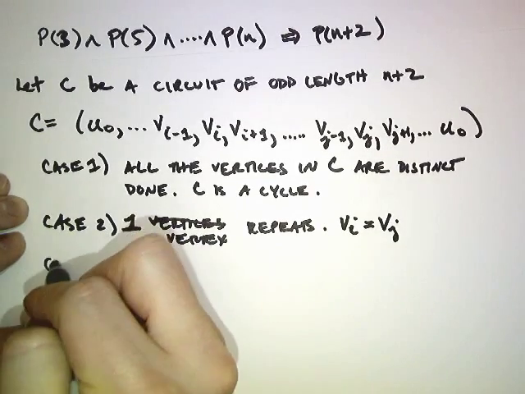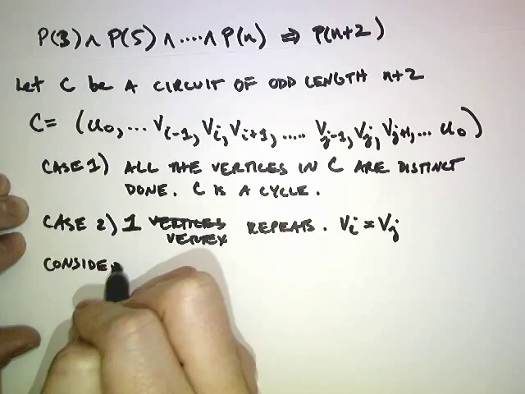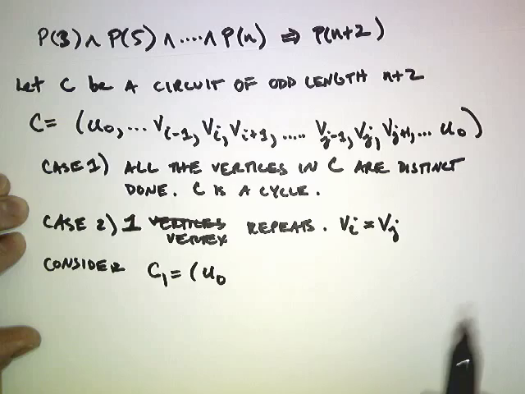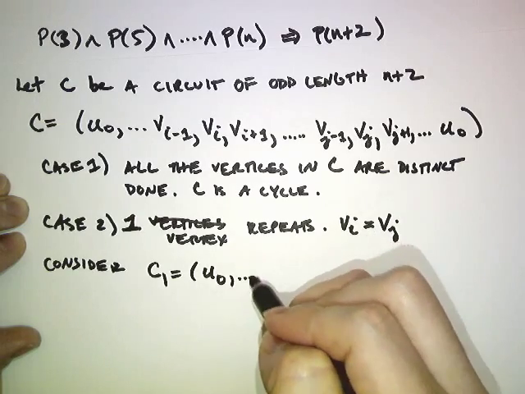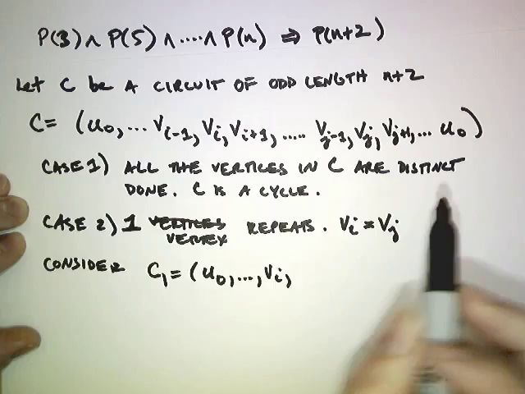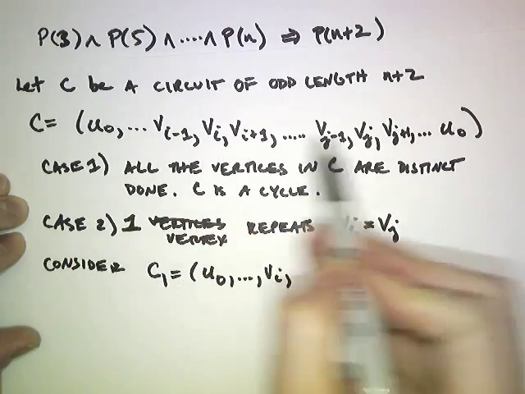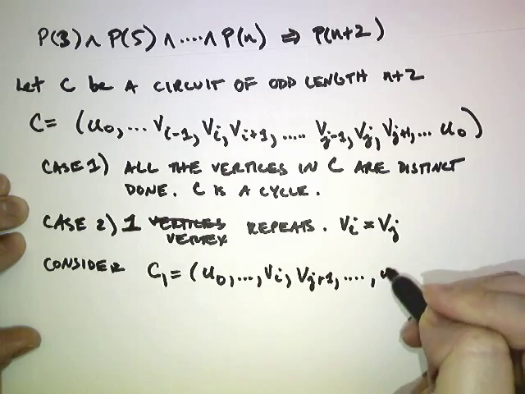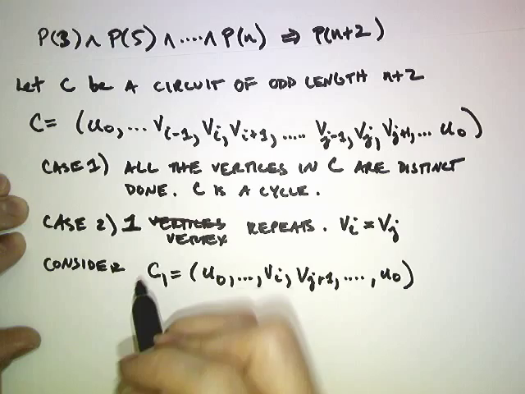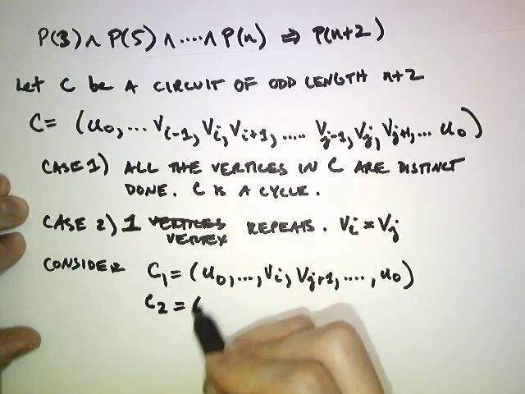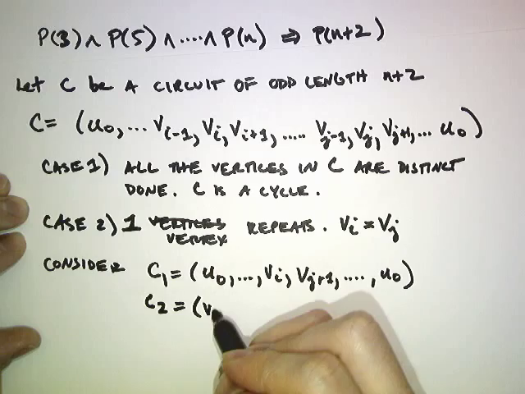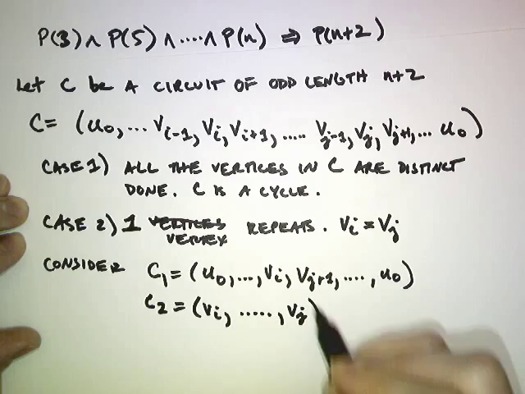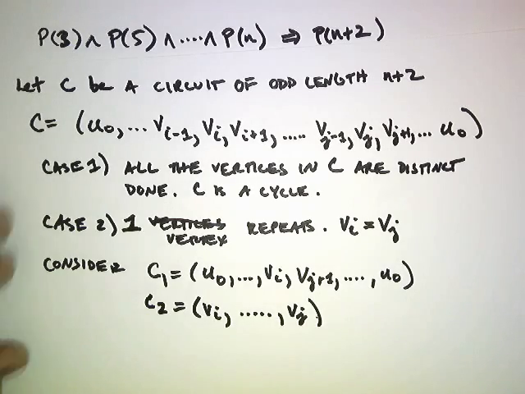Okay, so consider circuit C1, which equals U0 Vi. So I go from U0, I go to Vi, then I continue on at Vj plus 1, and I end up at U0 again. And then we'll consider circuit C2, which is equal to Vi through Vj. And remember, Vi equals Vj, so this is another circuit.